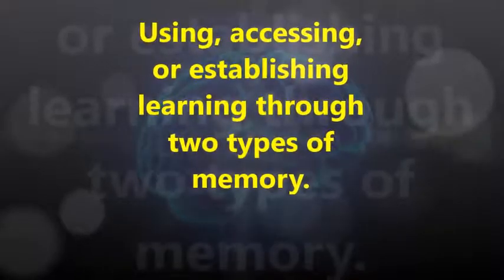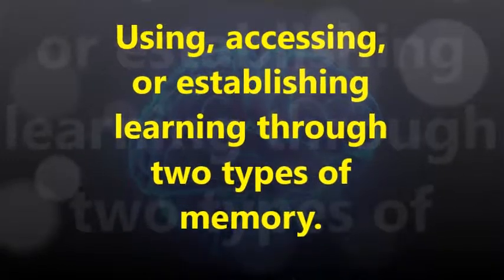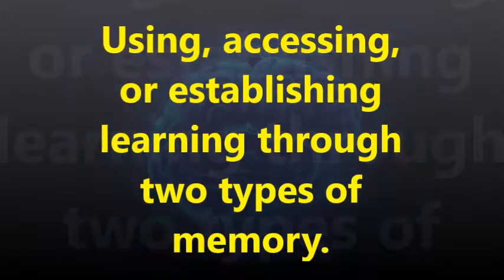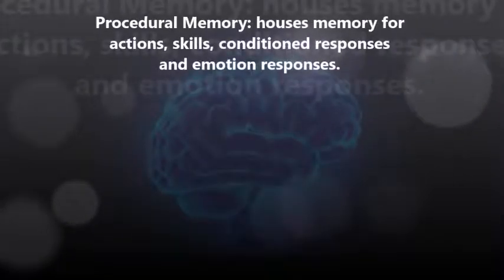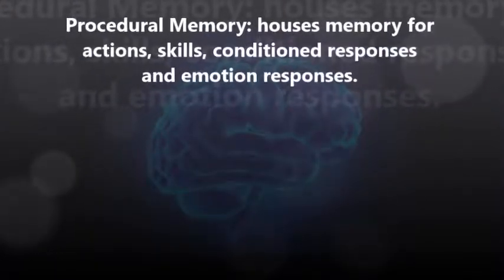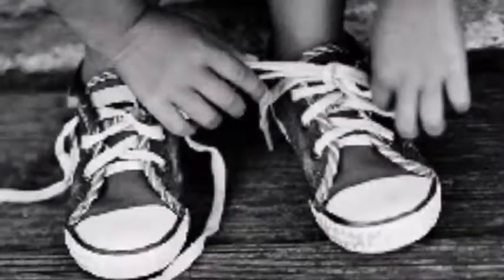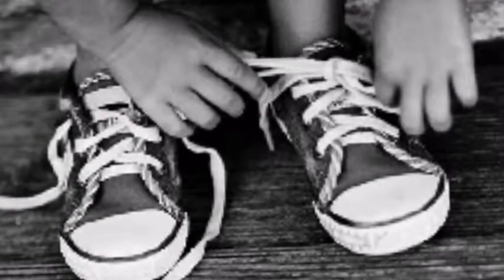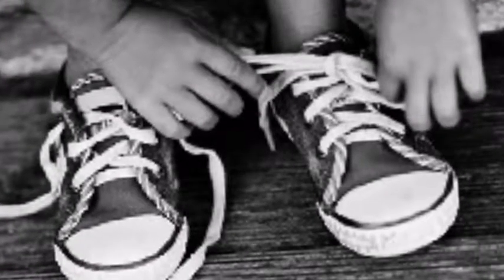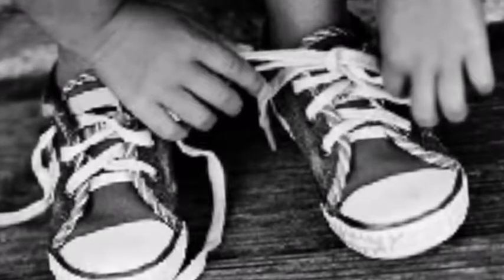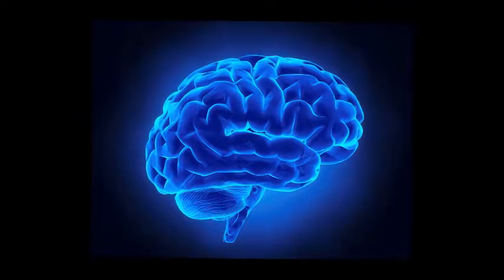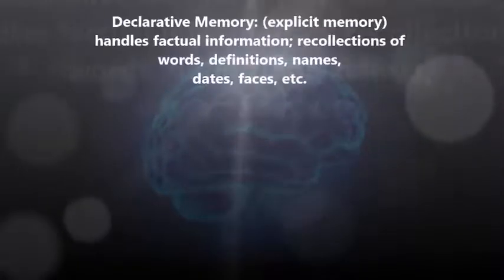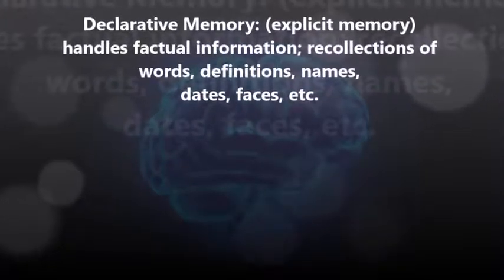Finally, what teachers need to remember is that they are using, accessing, or establishing learning through two types of memory. The first is called procedural memory, which houses memory for action skills, conditioned responses, and emotional responses. Tying one's shoelace is an example of procedural memory. At first, we had to think about what we were doing, but as we did it more and more, the action became automatic.